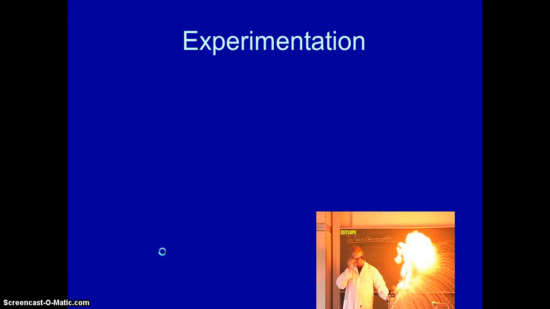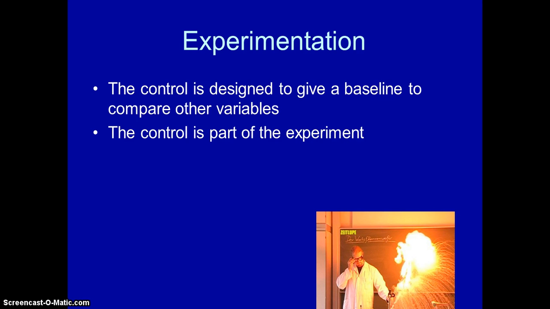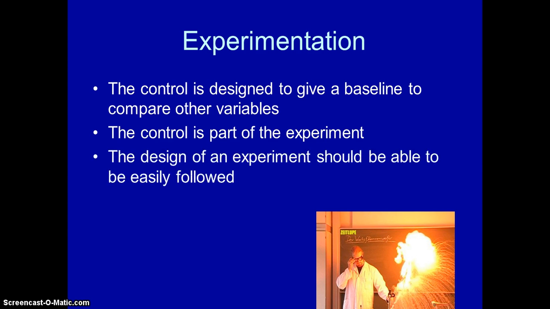So after we've decided what we want to test, now we've got to figure out how we are going to test it. This is an experiment. This is designing a controlled experiment. The control in a controlled experiment is to give us a baseline to compare other variables to. Control needs to be part of your experiment. So when we say controlled experiment, there needs to be a control group. Again, control is simply what we're going to compare back against.